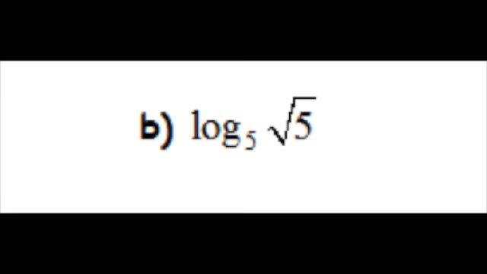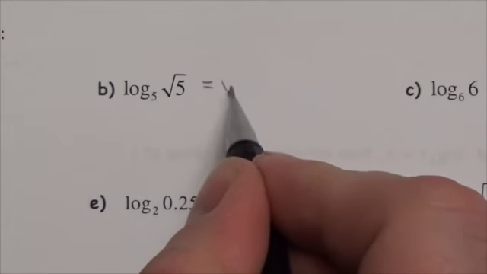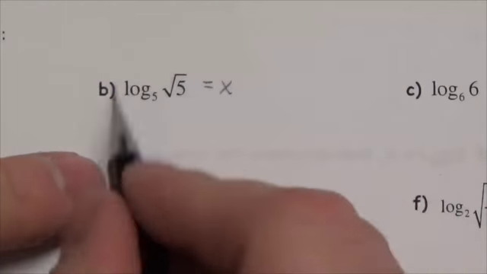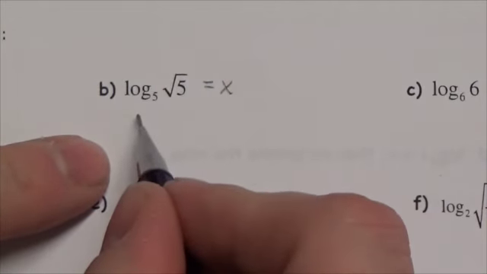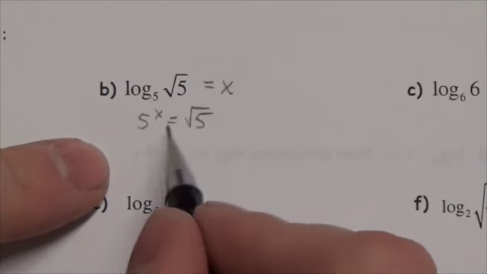Log base 5 of the square root of 5. So as we did with the previous question, I'm going to set this equal to x to start off with. To evaluate this, I'm going to take this equation and convert it to exponential form. So 5 to the x is equal to the square root of 5.